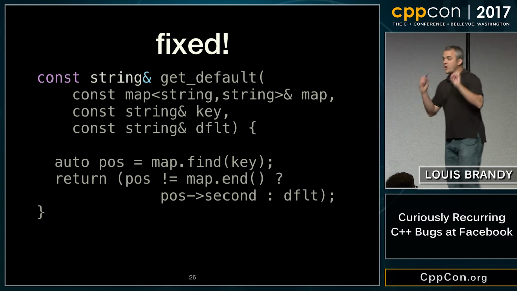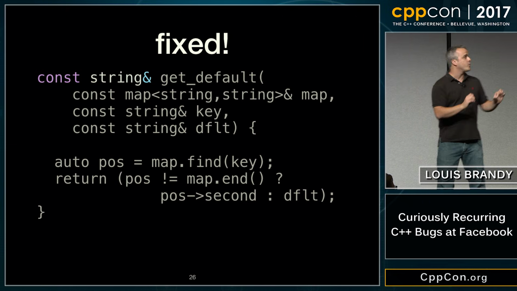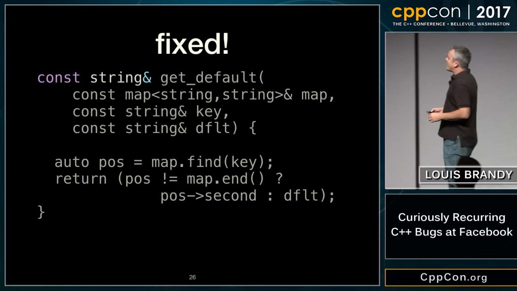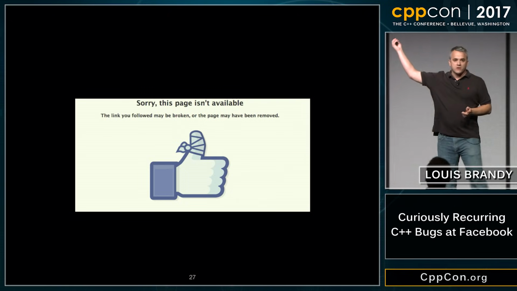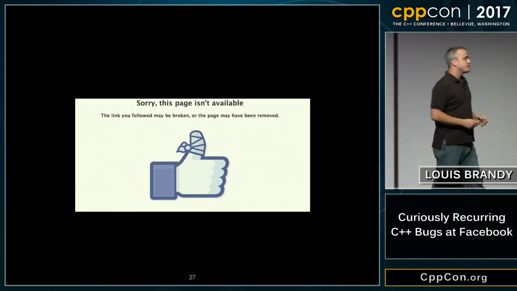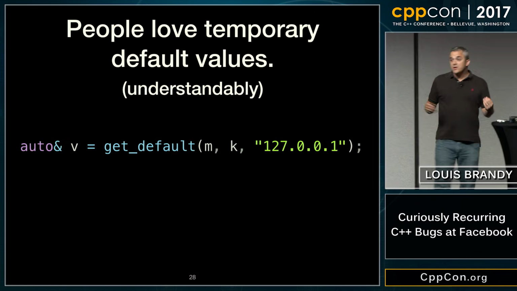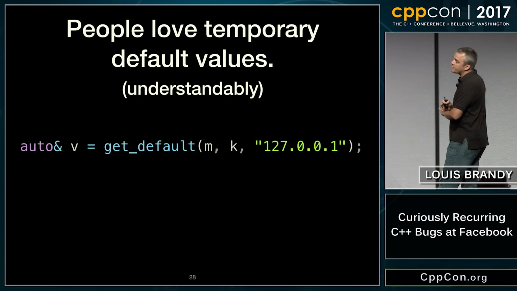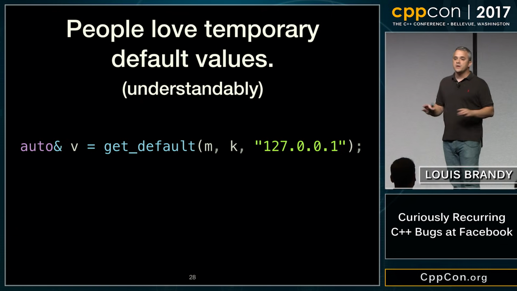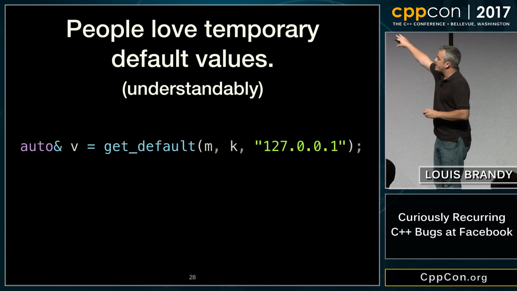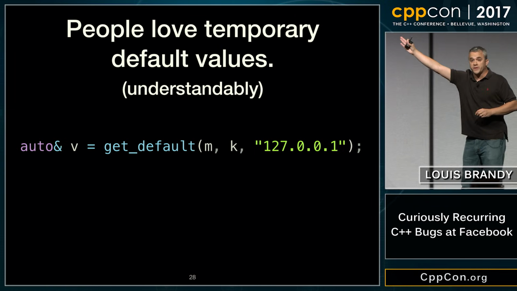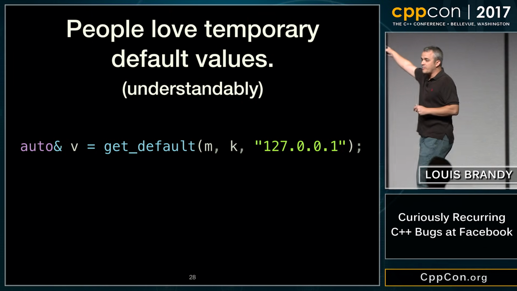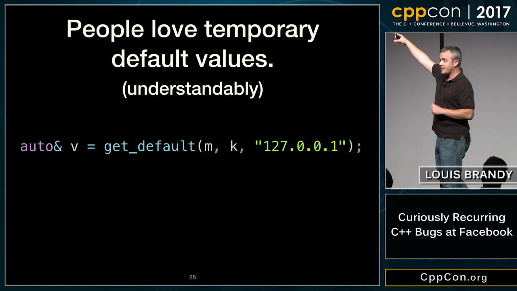I'll just return a reference to what was in the map, and there's no more extra copies. This is hopelessly broken. This code is hopelessly broken. Do not copy and paste this code, okay? Congratulations, we just crashed the site. It turns out that people love default temporaries. This is, in fact, the way this function is almost always used. On the right, you're creating a default string, and if you return that by reference, because the key is not in the map, v is now a reference to a temporary that has now been destroyed.